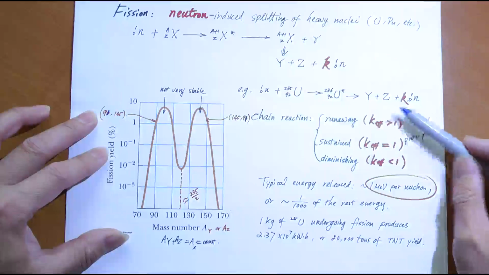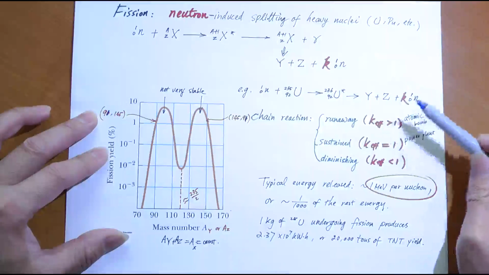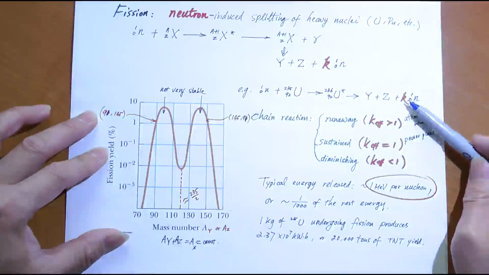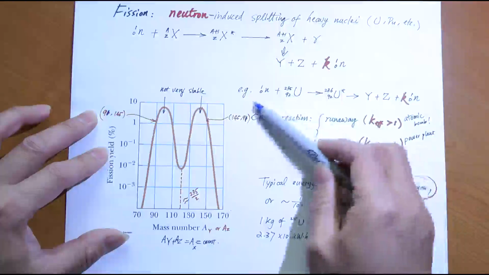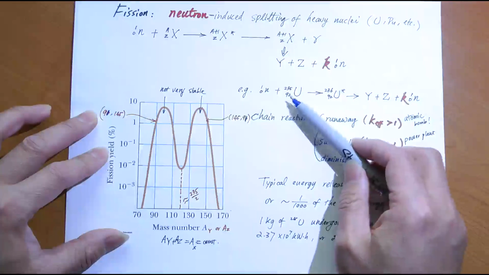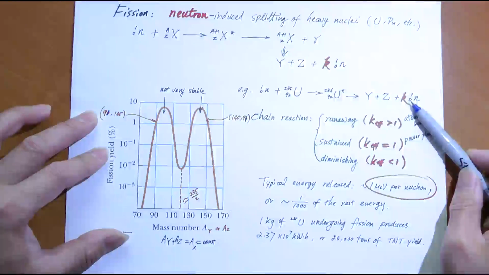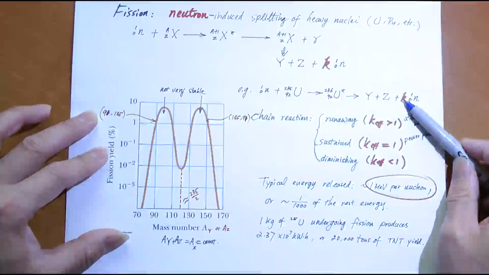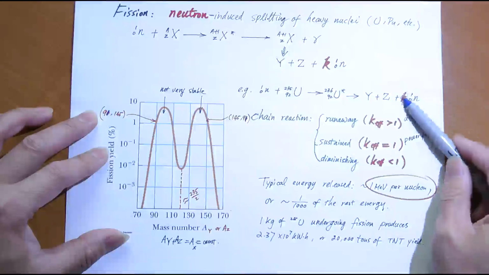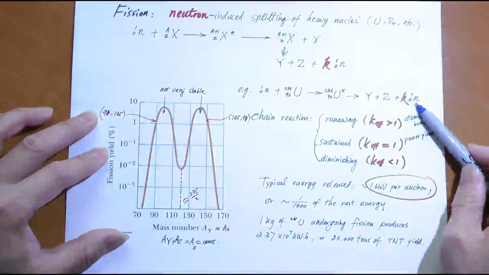Now, this is what we call k. It's different from what we call k effective. What's k effective? K effective is the effective number of neutrons that can actually go on to the next stage, causing another splitting in the next step. The reason why k effective is not equal to k, in fact is less than k, is because some of these neutrons, after they get produced, escape.